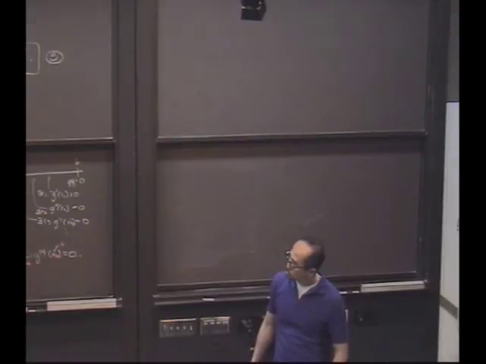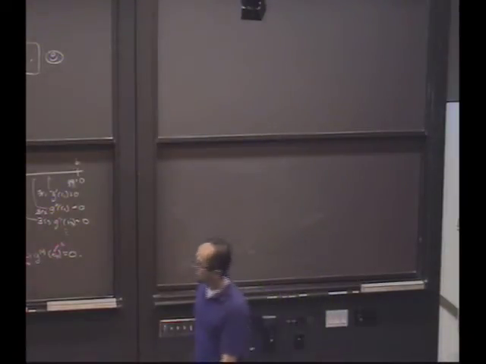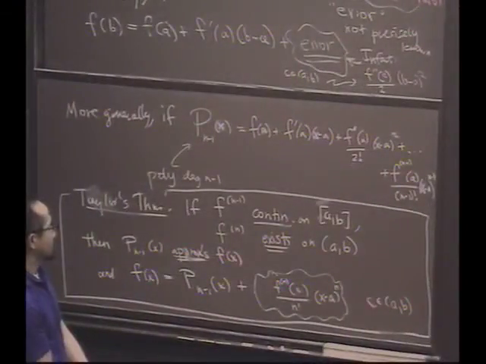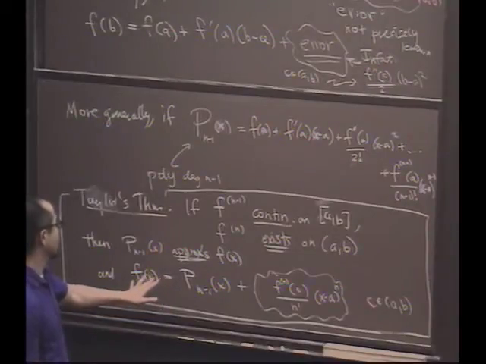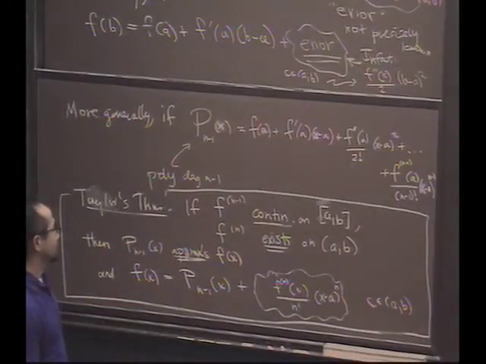Question: The way the theorem is stated, it seems like the c is fixed for all x, but doesn't the c change for each x? Let's see. So your question is whether c could depend on x. Yes, c could depend on the point x.